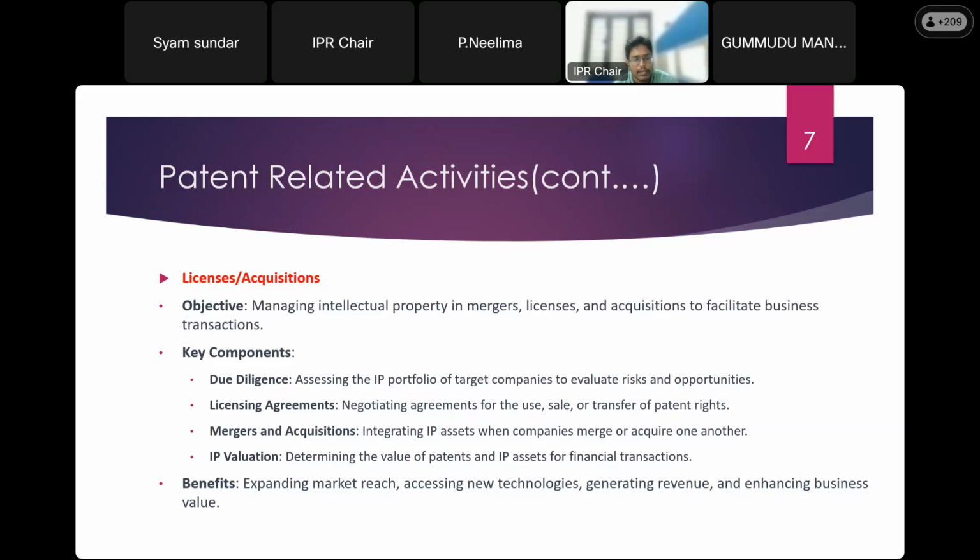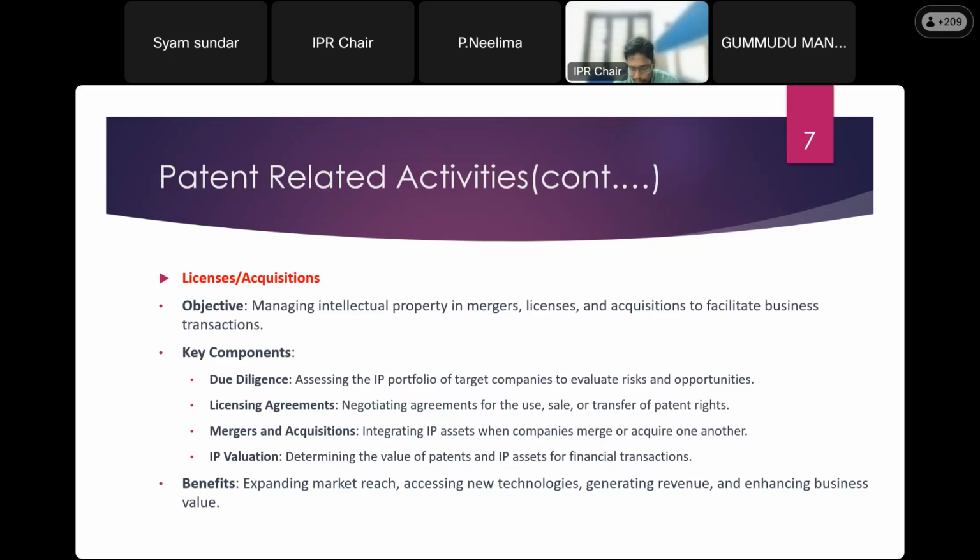Acquisitions is nothing but mergers and acquisitions. For example, two companies are merging, or Google is acquiring some small company. So you need to assess what existing intellectual property is there in that. So all those activities come under license and acquisition. This is for lawyers.